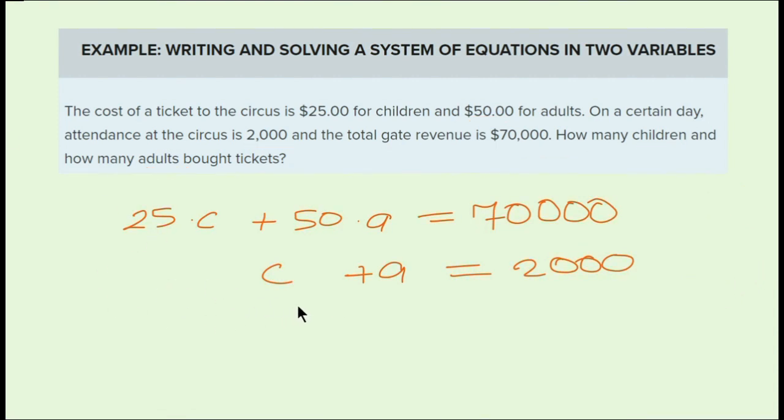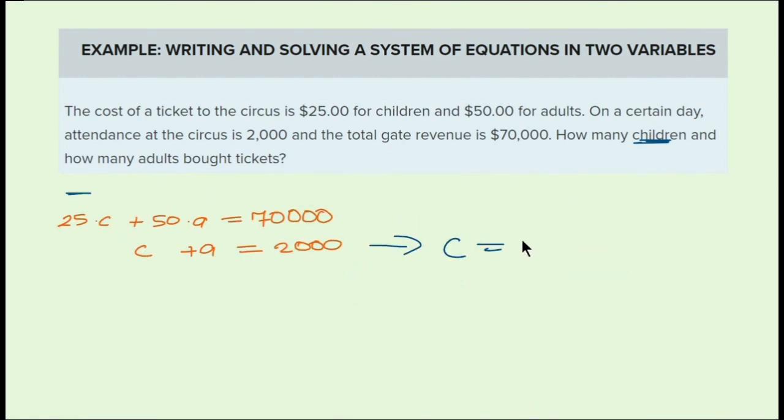What we can do here is use the elimination method or the substitution method. Well, since we need children and adults, so how many children were there on that day and how many adults were there on that day, since we need two of those variables, using substitution may be a bit better. So let's use substitution. Solve for c first. C is equal to 2,000 minus a.